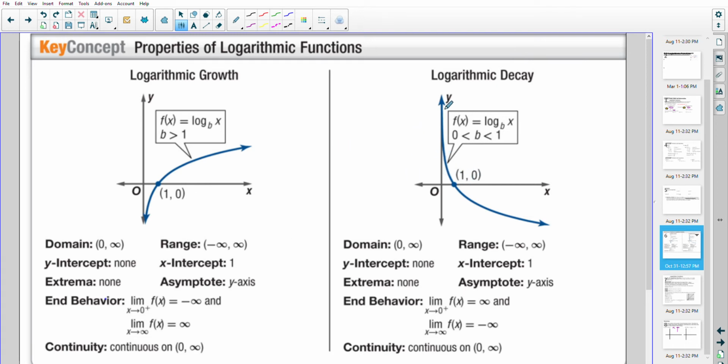If your b is between 0 and 1, it's going to look like this. And notice on both of these that your x's are going to be greater than 0. You can't take b to any exponent and get a negative number. So that's why it's always going to be on the right side, where x's are positive. And you have some of the characteristics down below.